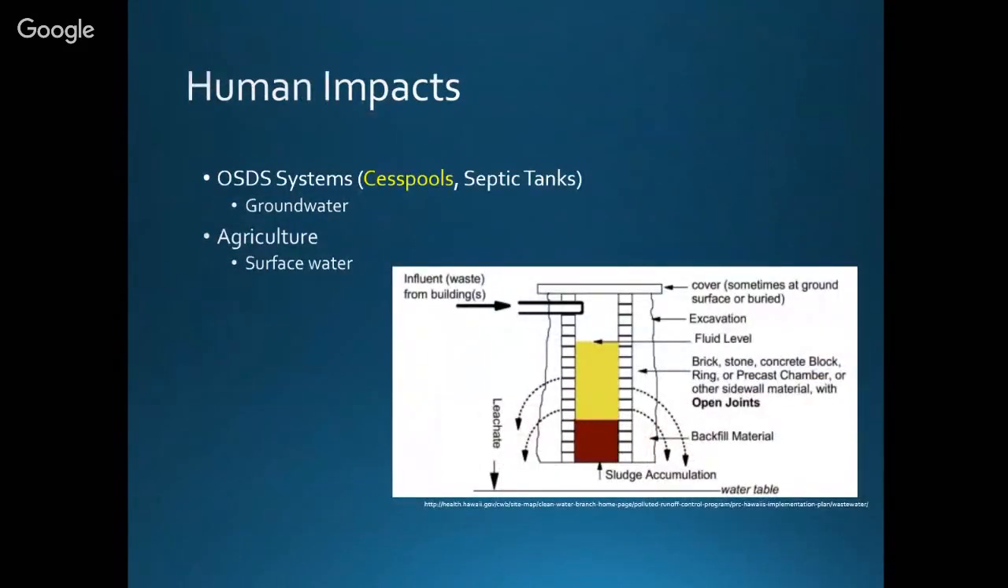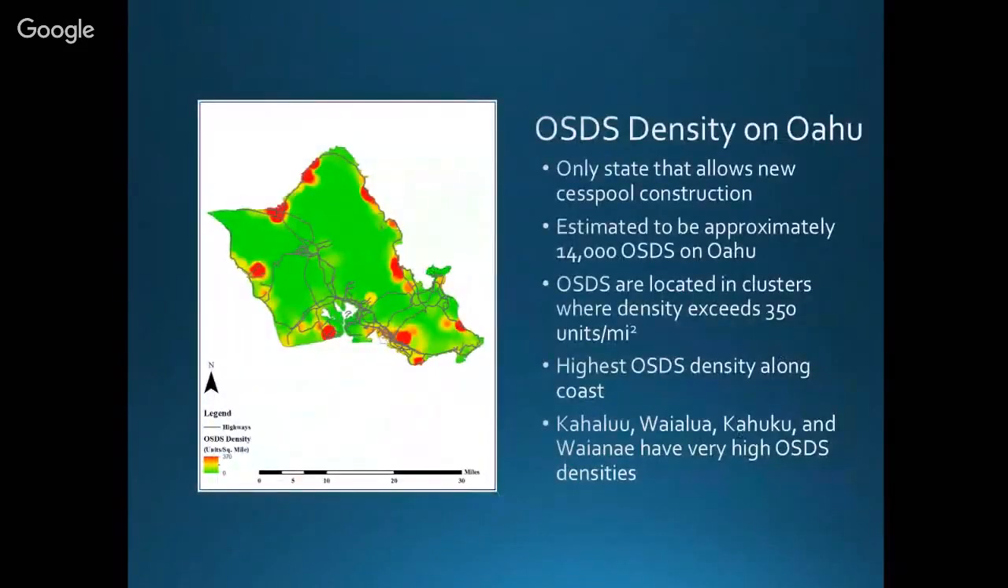So the two main human impacts on Kaneohe Bay are thought to be OSDS systems, which stands for on-site disposal systems, and agriculture. Both of these are high sources of nutrients into the bay. Cesspools and septic tanks are the two primary forms of on-site disposal systems. And there are a lot of on-site disposal systems on Oahu. It's actually the only state that allows cesspool construction. For those of you who are not aware of what a cesspool is, it's basically a big pit on your property that will store all the wastewater from your home.